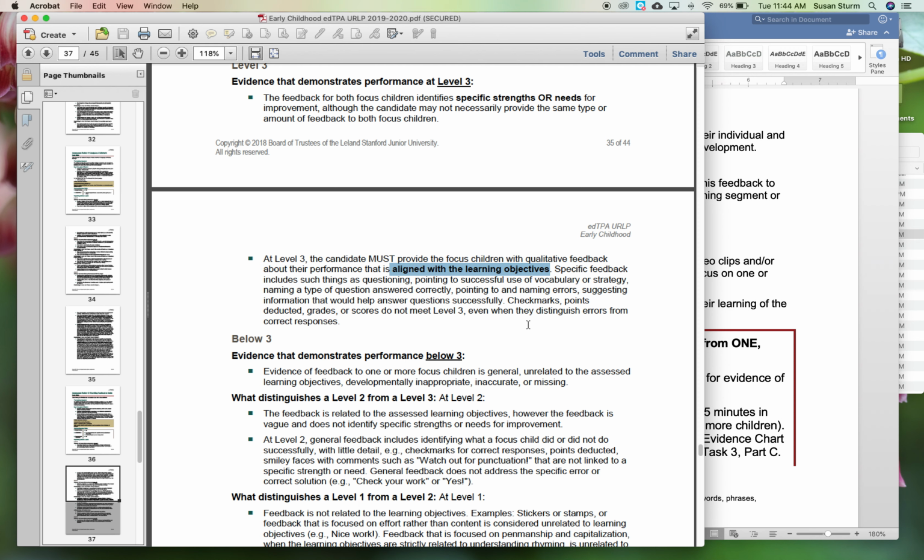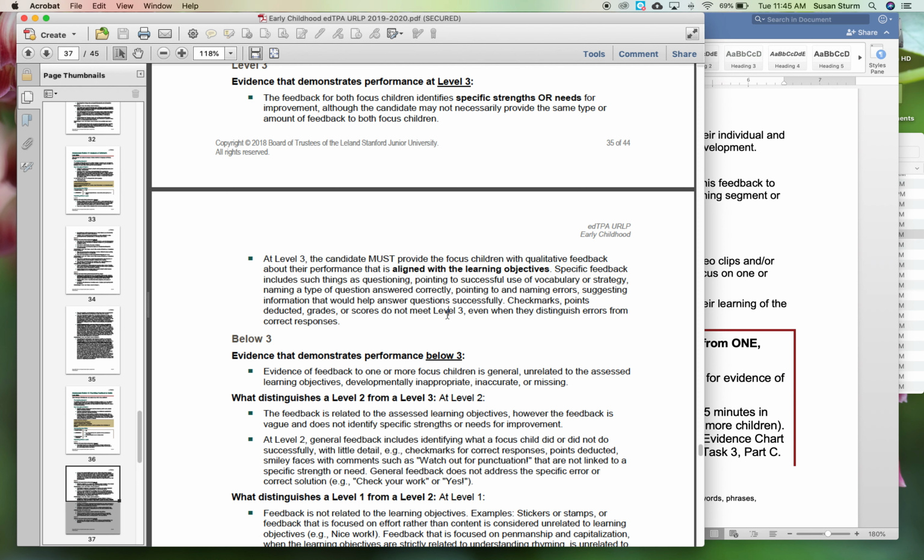So you're not giving them feedback on their behavior. You're not giving them feedback on their math skills if it happens to come up. You're really focusing solely on that language and literacy objective that you wrote. Your specific feedback can include such things as questioning, pointing to successful use of vocabulary or the strategy you used, naming a type of question answered correctly, pointing to and naming errors, suggesting information that would help answer questions successfully. Check marks, points deducted, grades, or scores are not going to meet a level 3.